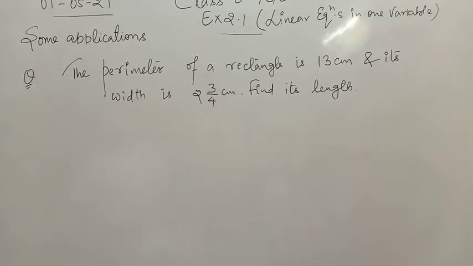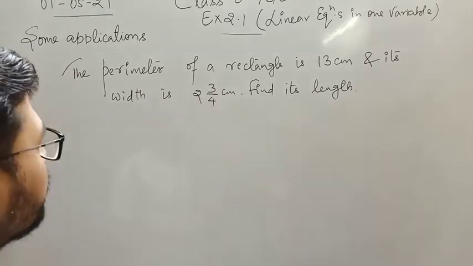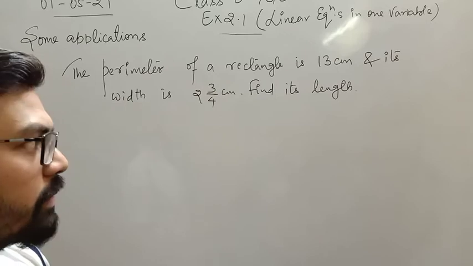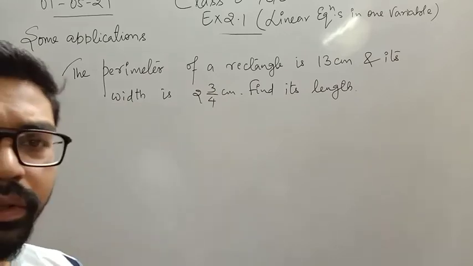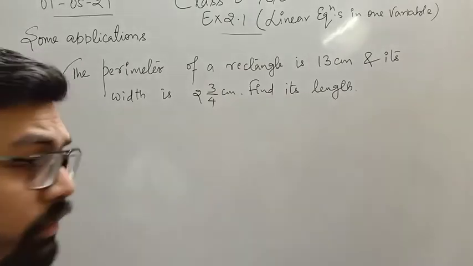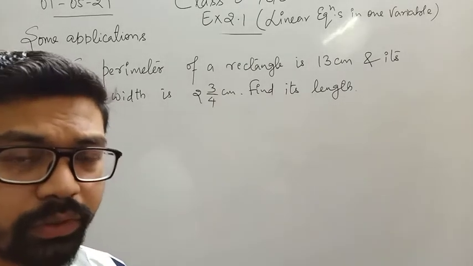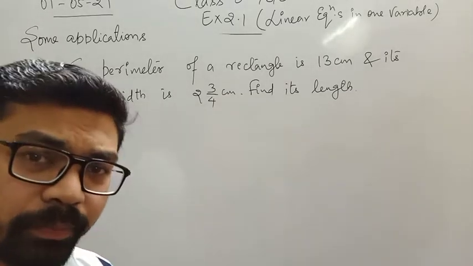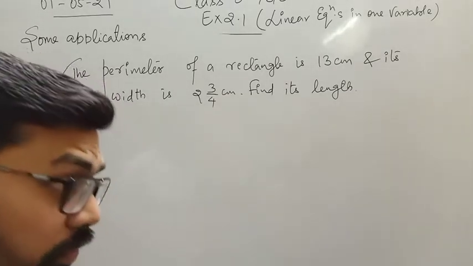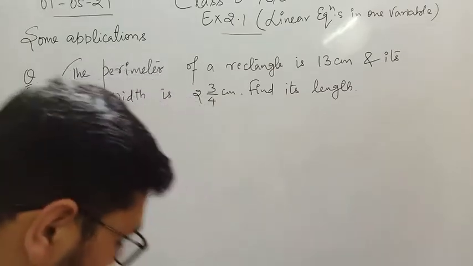Now beta, the next word problem is: the perimeter of a rectangle is 13 centimeter and its width is 2 3 by 4 centimeter. Find its length. Okay. Now before solving this question, I hope one question is arising in your mind: what is the perimeter of a rectangle? And before that, what is a rectangle?